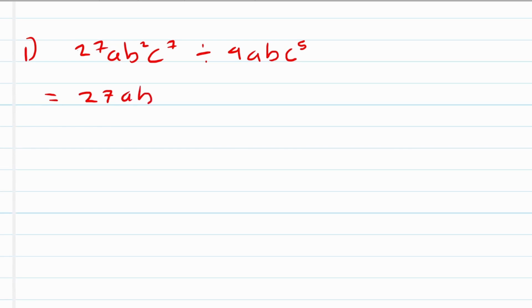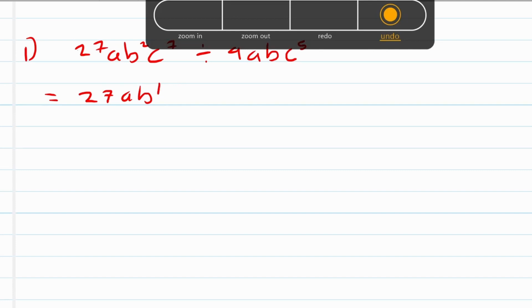So let's say you've got 27ab squared c to the power of 7 divided by 9ab c to the power of 5. It's best understood if you write it as a fraction. 27ab squared. Let me take it one step further.